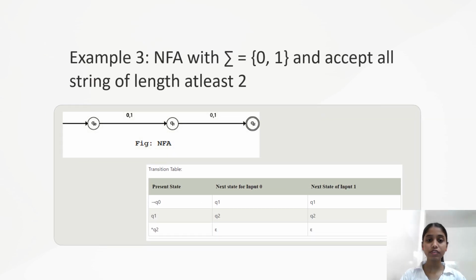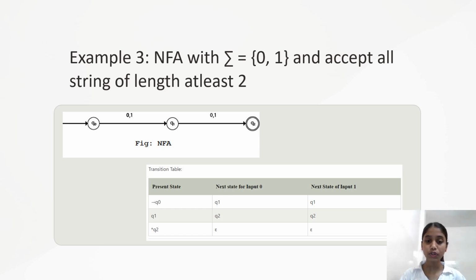Example 3. Design an NFA with an alphabet of 0 and 1 that accepts all the strings of length at least 2. So it should contain a length of at least 2, that is 2 or more, and it should contain 0 or 1 any number of times. So Q0 on 0 or 1 will go to Q1, Q1 on 0 or 1 will go to Q2, and Q2 doesn't accept anything, so it will be the final state here.